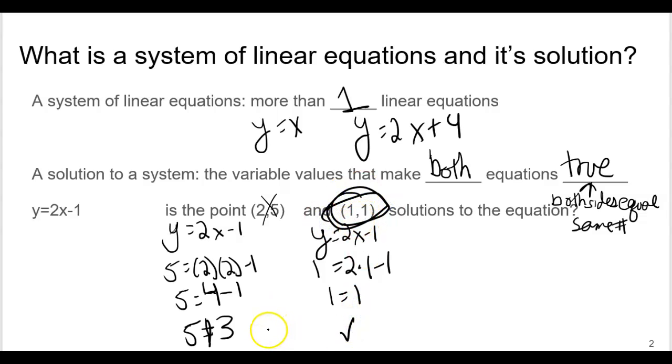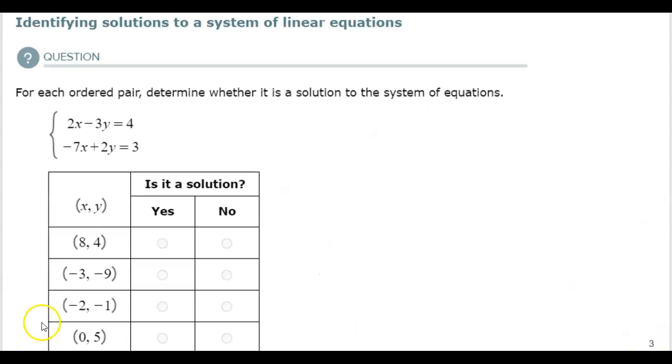So a solution is something that makes an equation true. If it's a solution to a system, that means it would make every equation true, and we'll see this more in the next slide. If you have questions, write down what page number your question's on. It gives us two linear equations and a bunch of x, y points. I will do the first two with us, and then you can do the next two on your own.